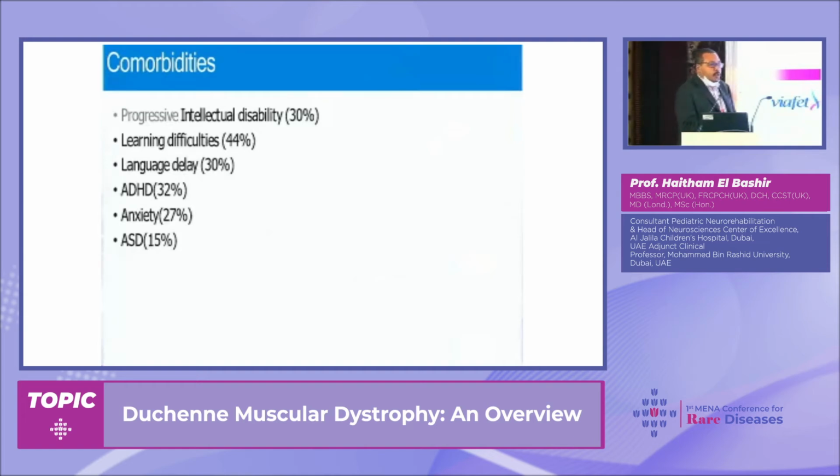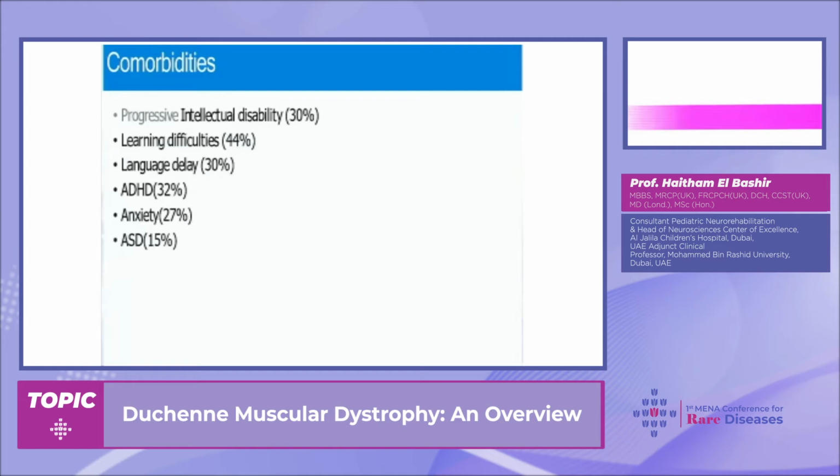In addition to the motor aspect, many of these children also present with intellectual disability and learning difficulties. The evidence for that is that the dystrophin gene is also expressed in the brain cells. There is language delay, especially when they're quite young. Many of them can develop ADHD, anxiety, and in about 15% of them, autism spectrum disorder. So it's also important in the protocol that you involve the mental health team as early as possible with those children, as soon as they start to show signs of anxiety or ASD.